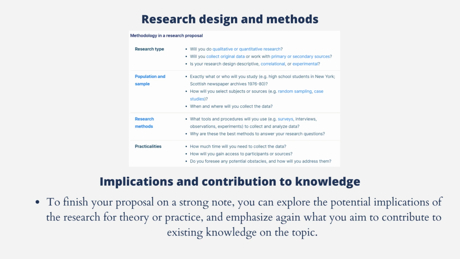Population and sample. Exactly what or who will you study, e.g. high school students in New York, Scottish Newspaper Archives 1976-80. How will you select subjects or sources, e.g. random sampling, case studies? When and where will you collect the data?